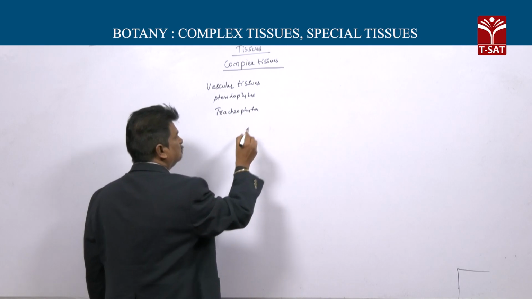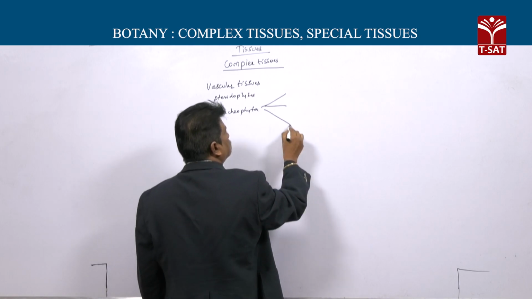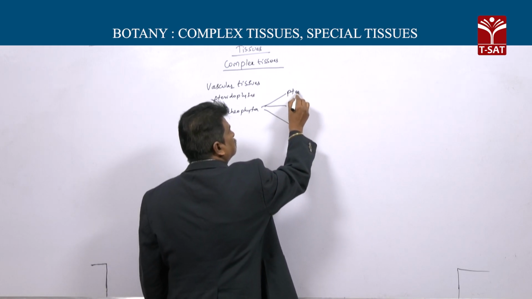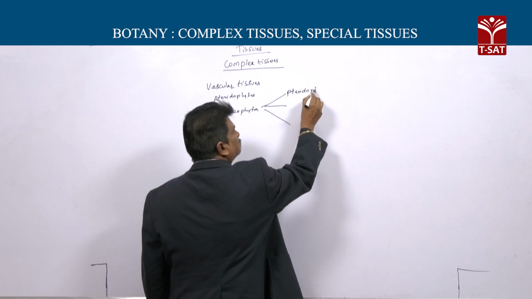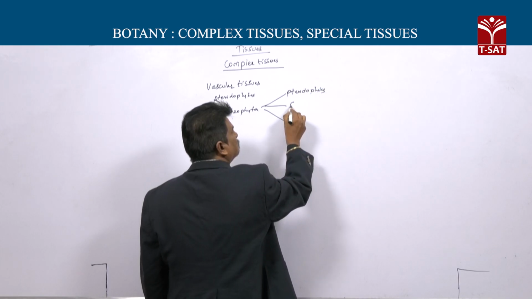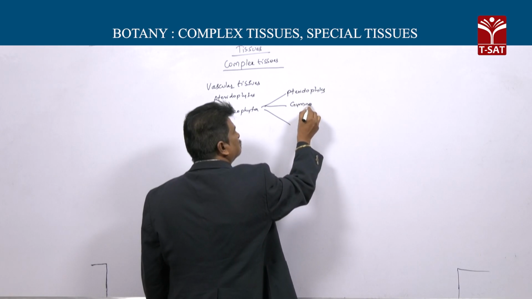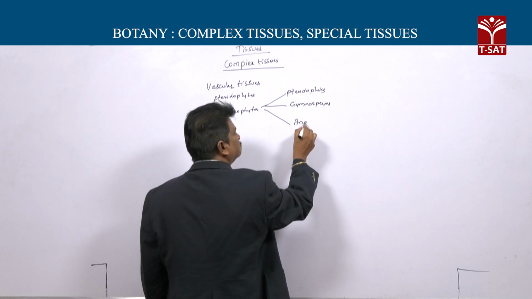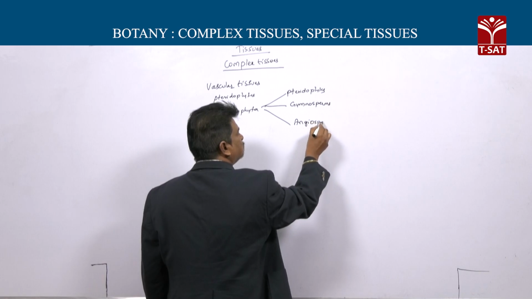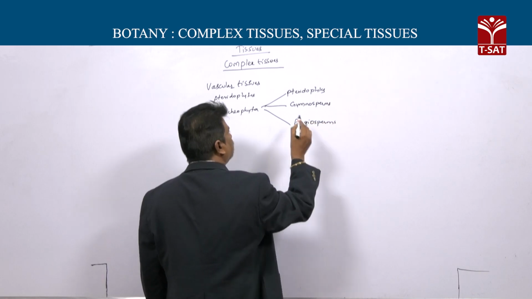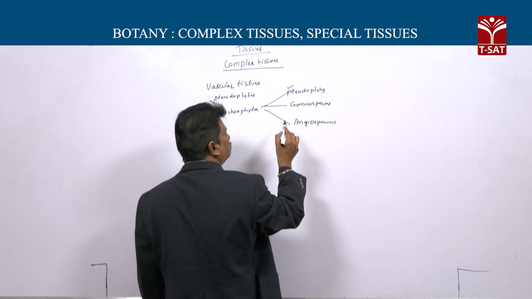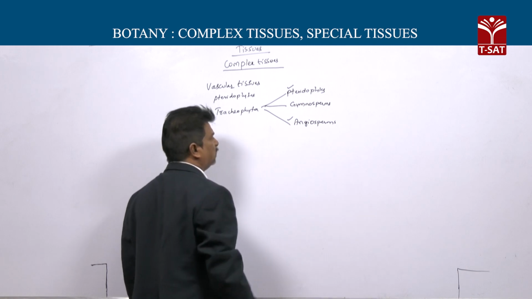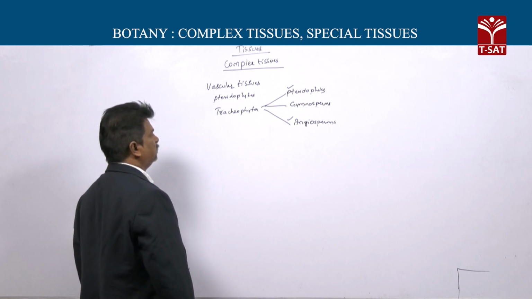Tracheophyta. Tracheophyta includes pteridophytes, then gymnosperms and angiosperms. Under these, primitive tracheophytes are pteridophytes, and advanced tracheophytes are angiosperms.